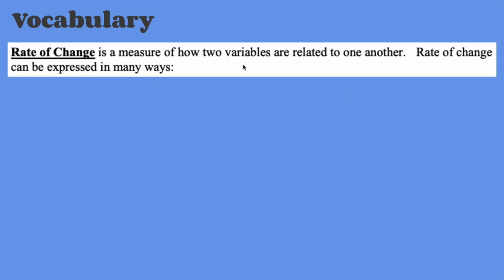So first, let's go over what rate of change really means. It's a measure of how two variables are related to one another. Rate of change can be expressed in many ways. The most common way that you'll see rate of change in math is slope.